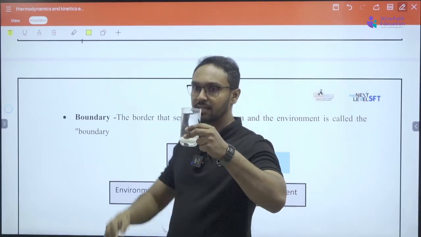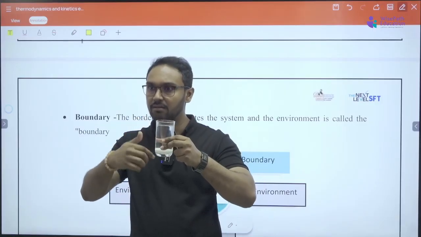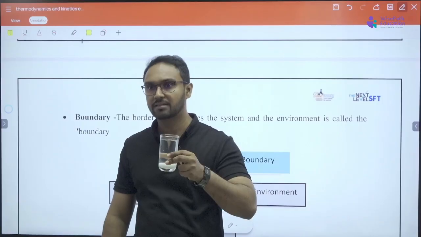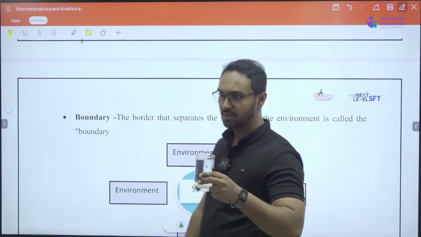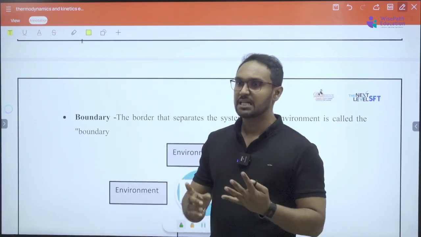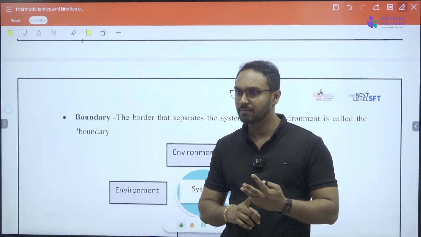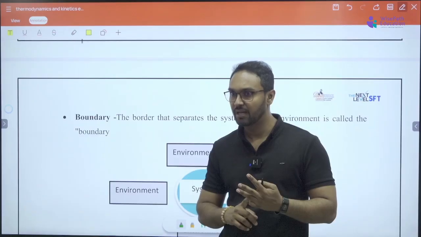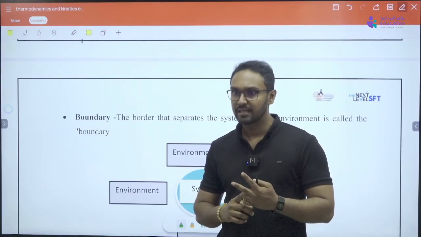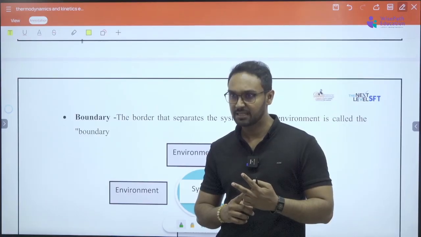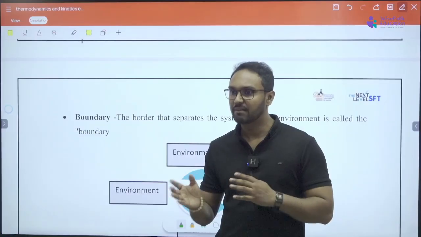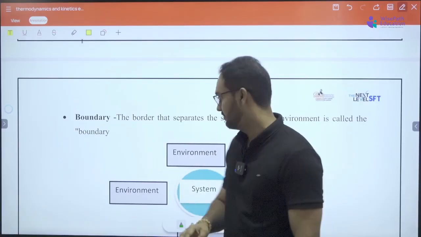Now in this case, the glass cover separates the environment and the system, right? So that is the boundary. So three things are there. One is the system, that is the part of the universe that we observe and examine, and the second thing is environment, that is everything except for the system, and the boundary is the margin that separates the environment and the system. Simple as that.